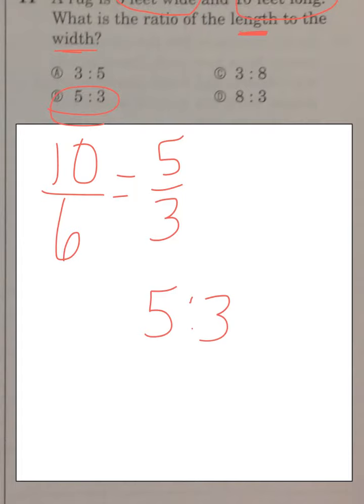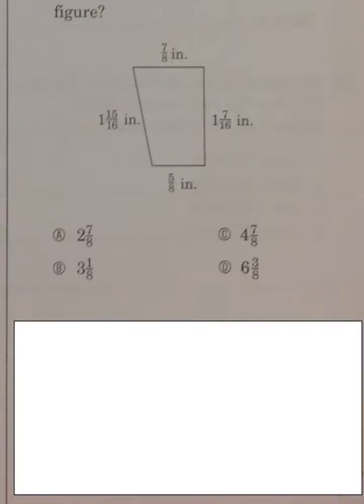And you need to make sure that's in the correct order, so A would be wrong. Number 12, what is the distance around this figure?